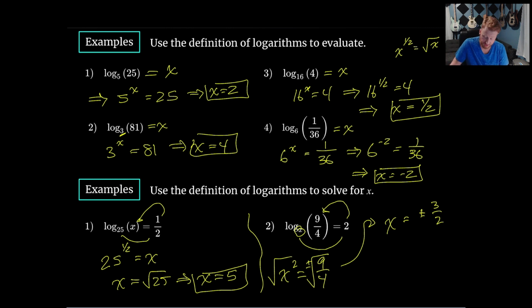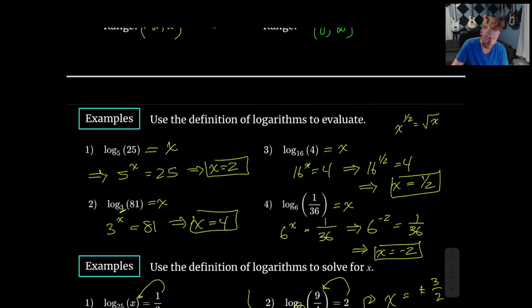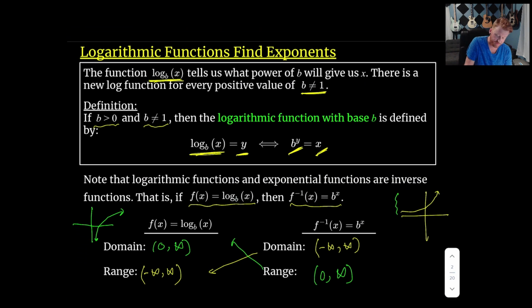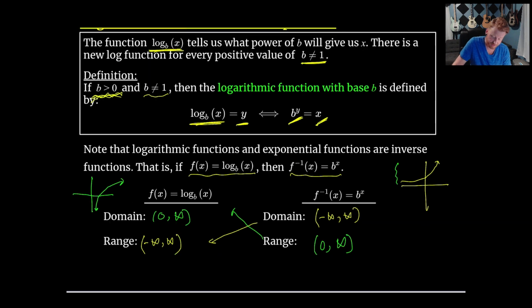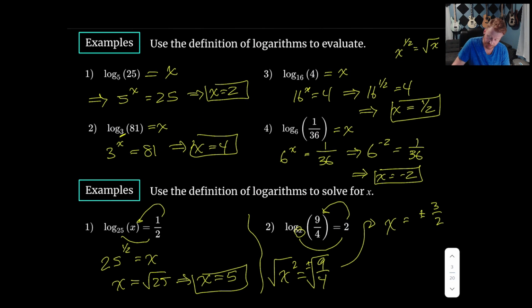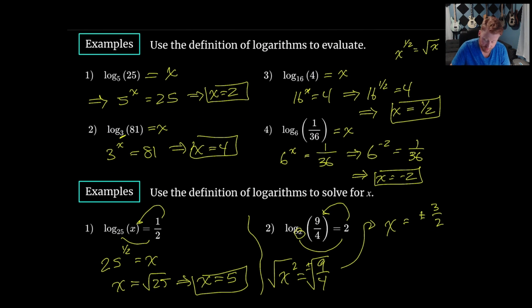But since we were solving for the base of a logarithm, we know that the base of logarithms, from the definition we had before, has to be positive. The base of a logarithm is always positive. So we can get rid of the negative version, and we've just got x equals 3/2, and that is the base of this logarithm.